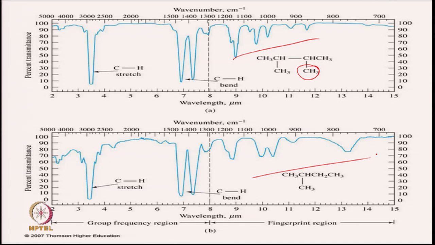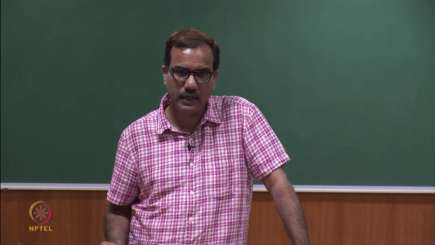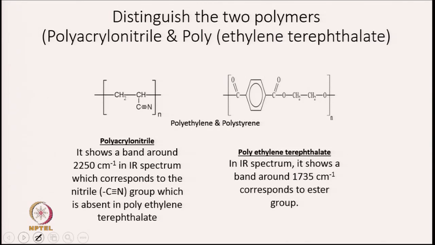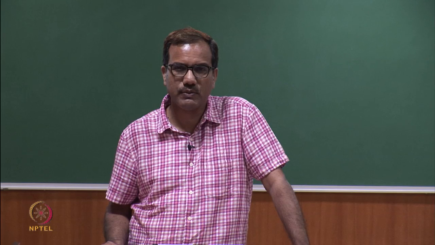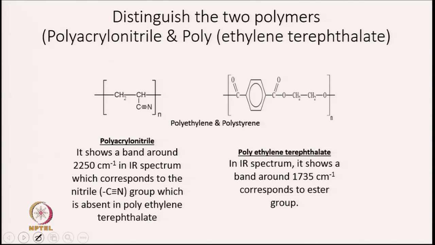So just by comparing with the already available data in the literature, you can know what molecule is there in the sample. IR is a very simple method to distinguish between two polymers, for example polyacrylonitrile and polyethylene terephthalate. Just visually you cannot distinguish them, but by looking at IR, you can distinguish between these two polymers, because they have different functional groups.